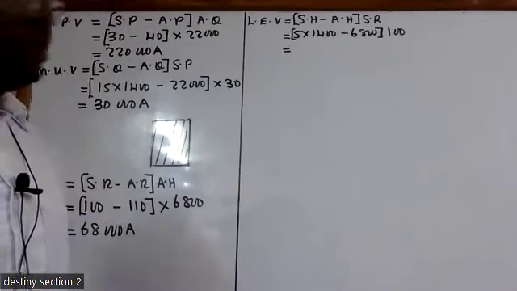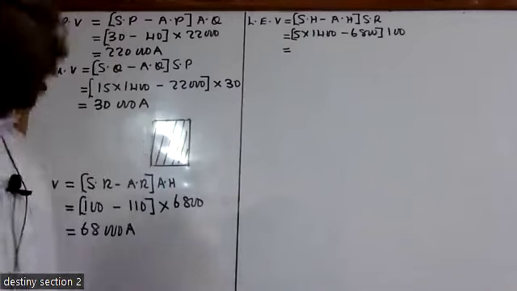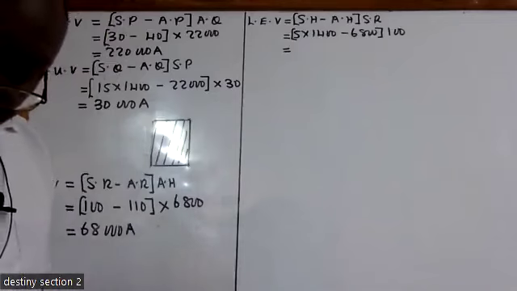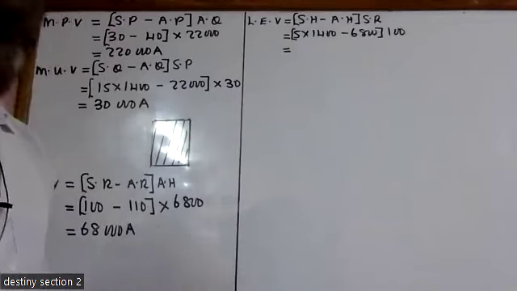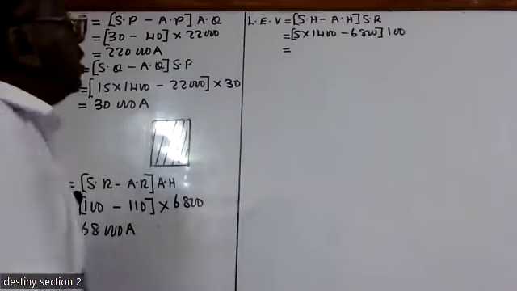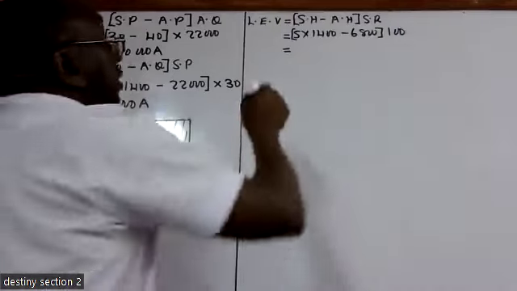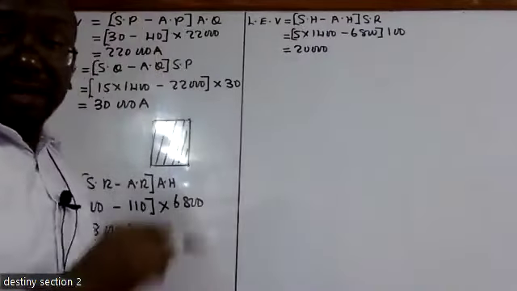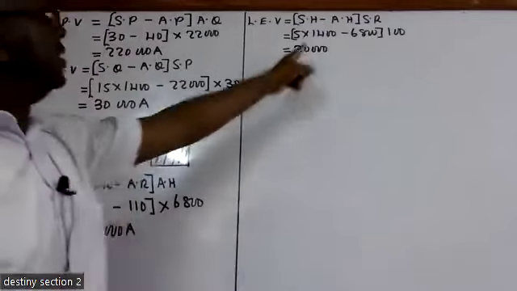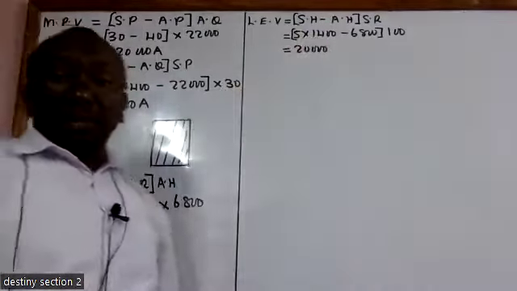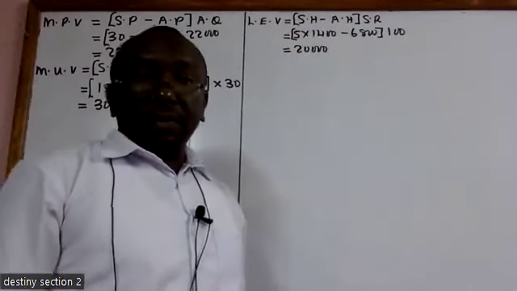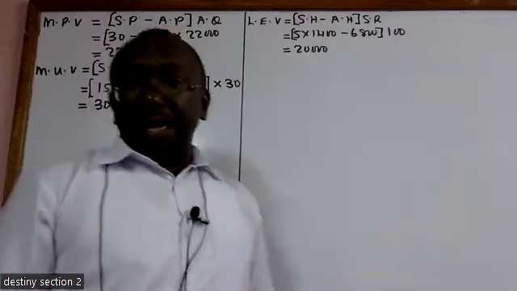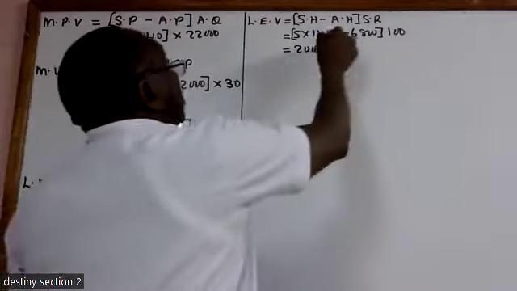I'm waiting for the answer. Oh, it's already, is it 68,000? No, that was for the previous one. So it's 20,000. And that 20,000 is favorable or adverse? Now this is 7,000. So we were supposed to have used 7,000, but we ended up using 6,800. Is that good or bad? It's favorable. Good.